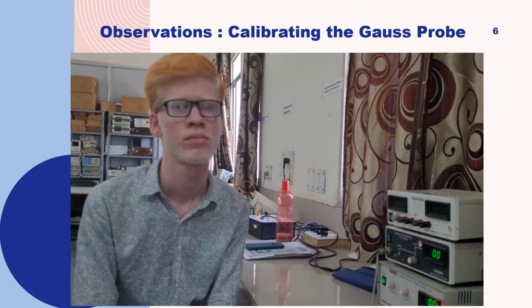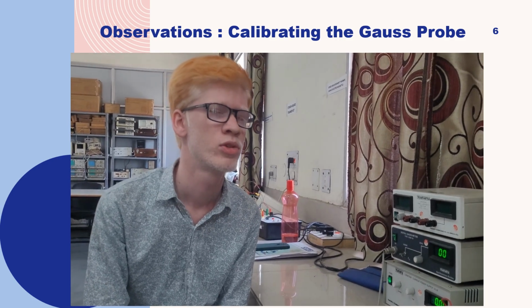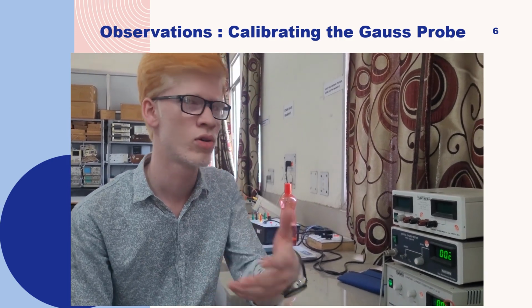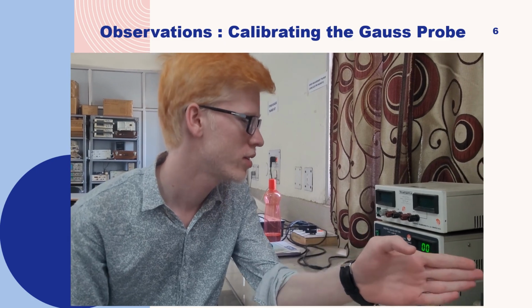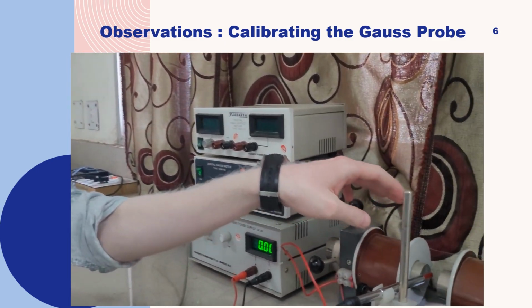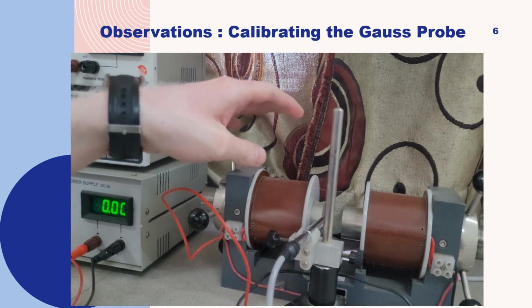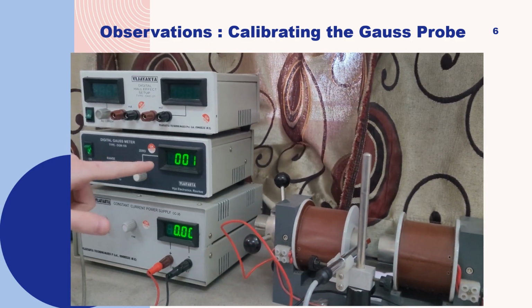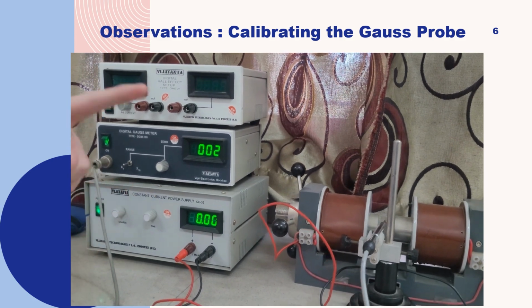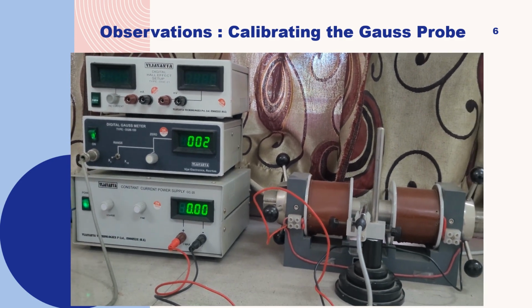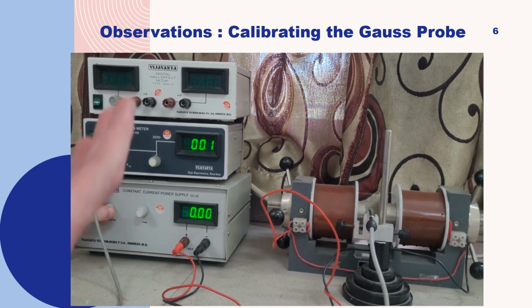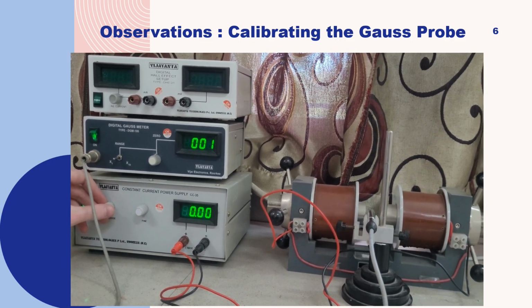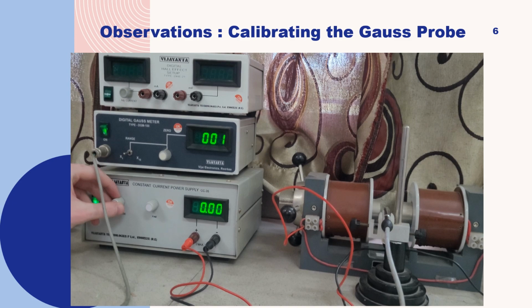Now we'll calibrate the Gauss probe by measuring the magnetic field output with respect to the current applied by the constant current power supply. To calibrate our setup, we'll use the Gauss probe. So we'll put the Gauss probe inside the magnetic field produced by these Helmholtz coils, and then we'll see the variation of the magnetic field in the Gauss meter with respect to the change in the applied constant current. So we'll increase the current in steps of 0.5 and take it to 2.5.